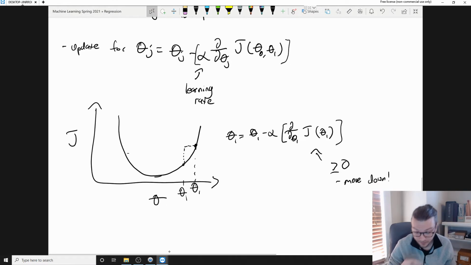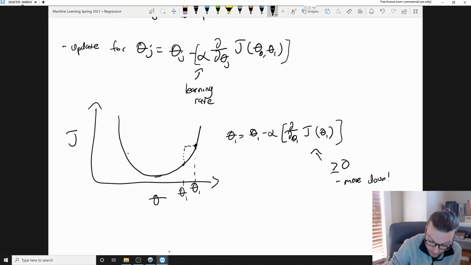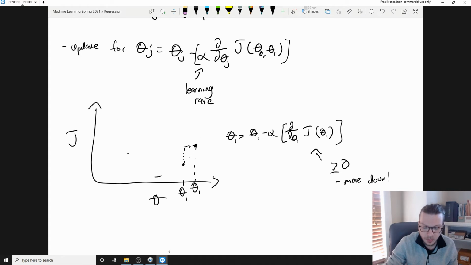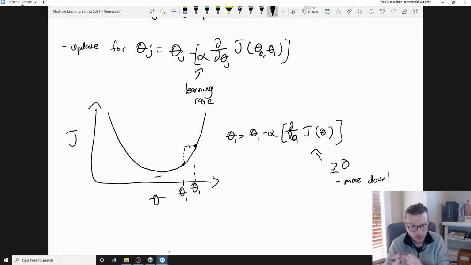Now's a good time to talk about alpha. So, look at this graph. If alpha is small, we take small steps. When alpha is small, theta is going to make small changes. Thus, we slowly move down this curve. What would happen if alpha was large? Can anyone spot any bad things that might happen if alpha was large? You overshoot.